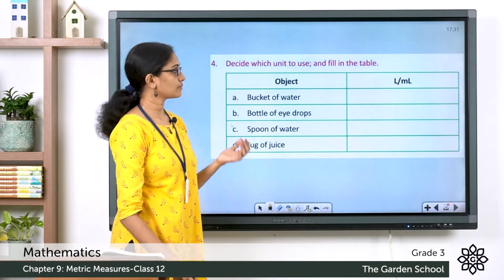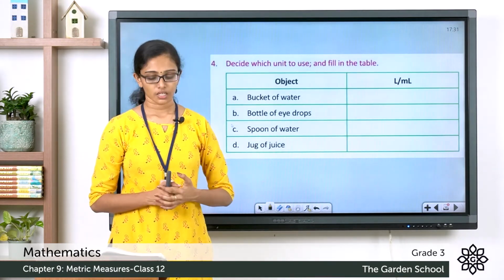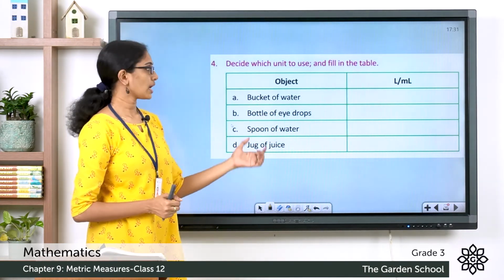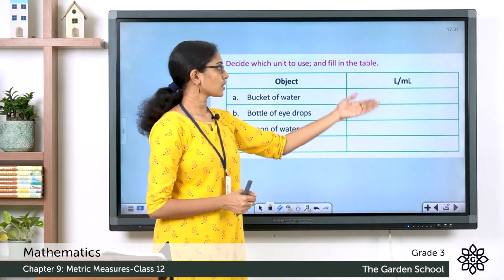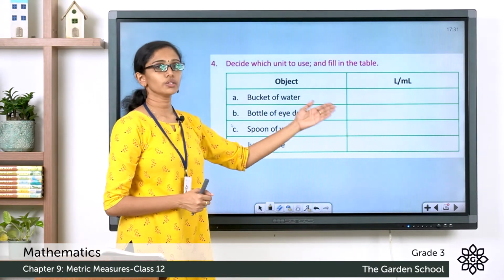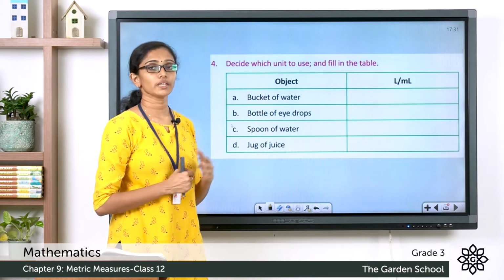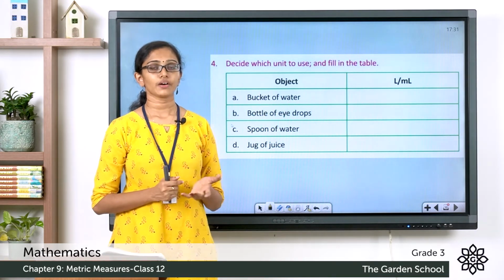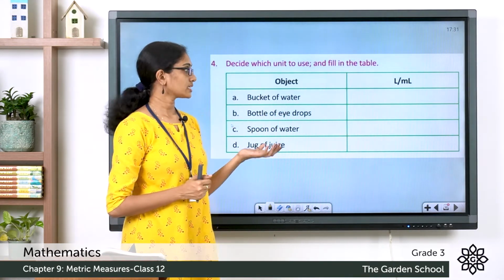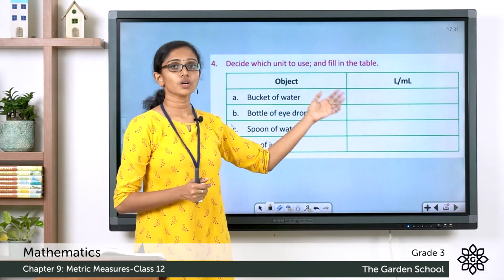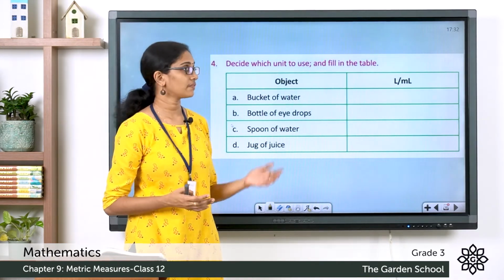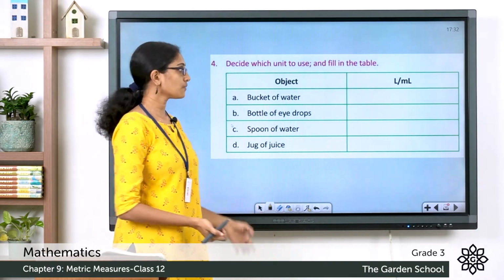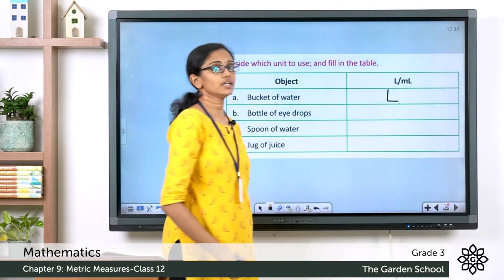Now the next one, question number 4. Decide which unit to use and fill in the table. So here you have a table, and in the left column you have a few objects listed, and in the right column you have to mention which unit can be used to measure each of the items described here. So the first one, bucket of water. How can we measure a bucket of water? Is it easier to measure that in terms of milliliters, or is it easier to measure it in terms of liters? So it is convenient that we measure a bucket of water in terms of liters. So let's write liter here.